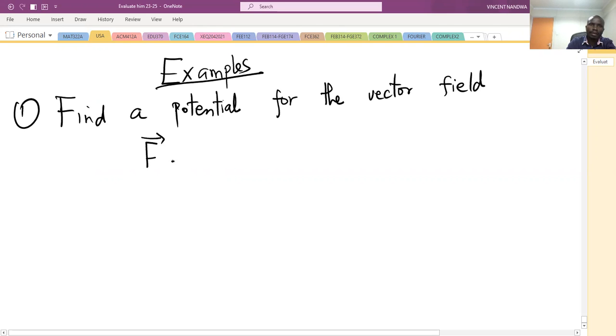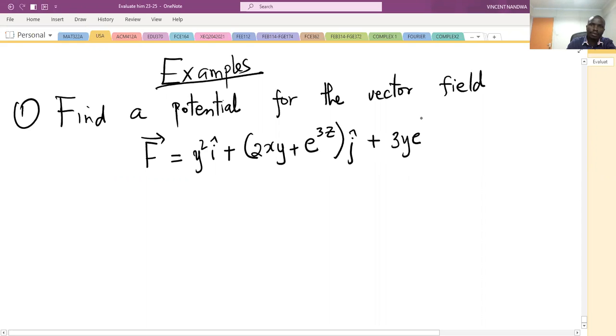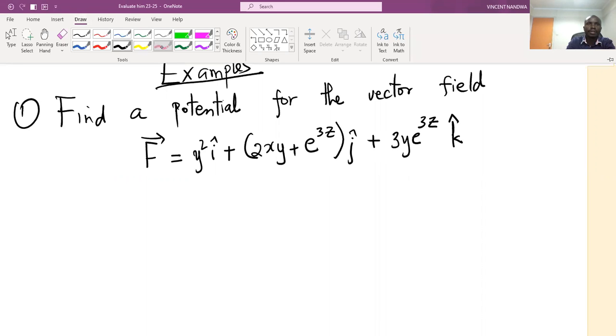given by F equals y squared i plus (2xy plus e raised power 3z) j plus 3y e raised power 3z k. So this is a problem. So we give a solution from the definition of a scalar potential of a given vector field. So, solution.